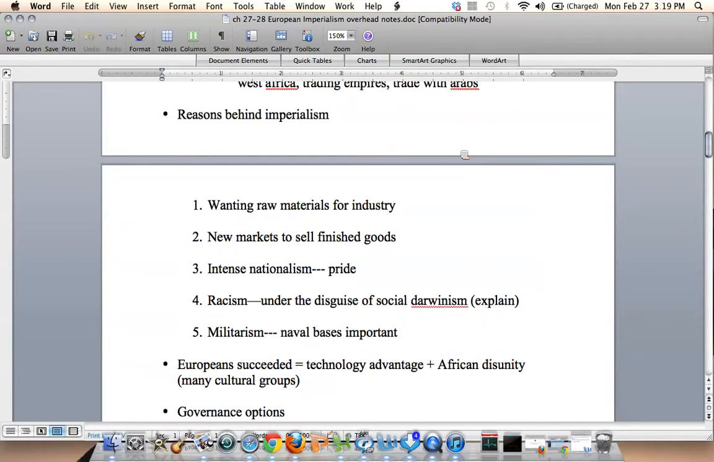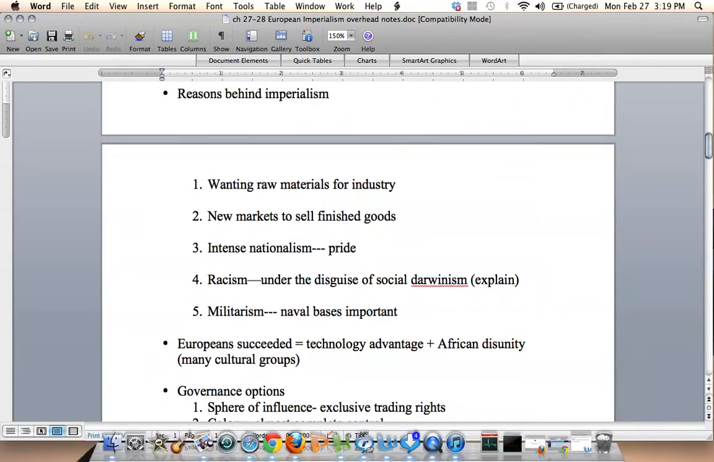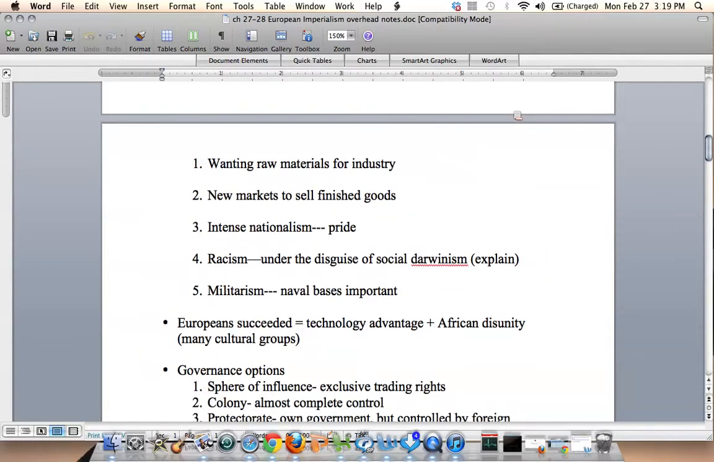When they conquered an area, they had a couple different options about how they might govern. One of the options was sphere of influence, and that means you just basically say, we have exclusive trading rights there. So it's not really a strong governance, it's not like a strong colony. It's more like our businesses are going to have a right to trade there exclusively. And you're a German, you stay out if we're the British. Another option is colony, and that's where you're almost complete control.